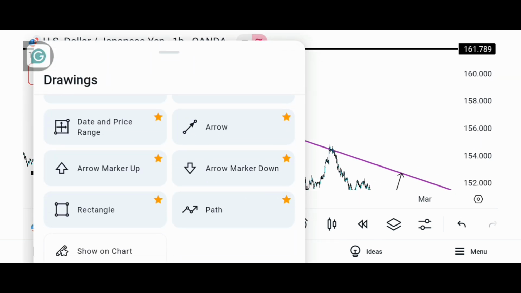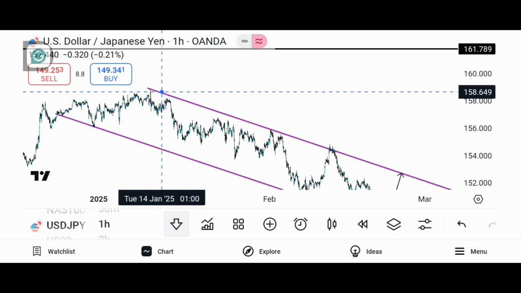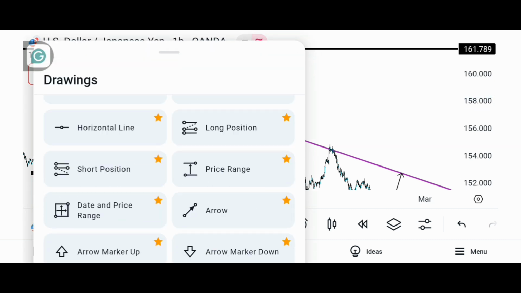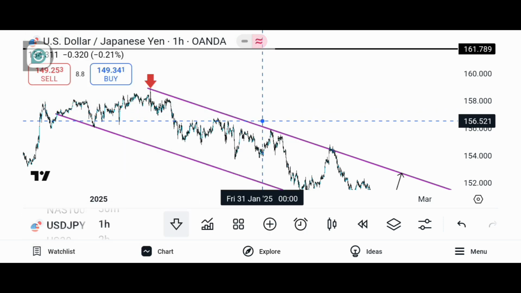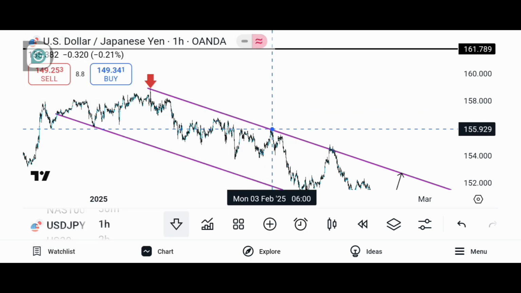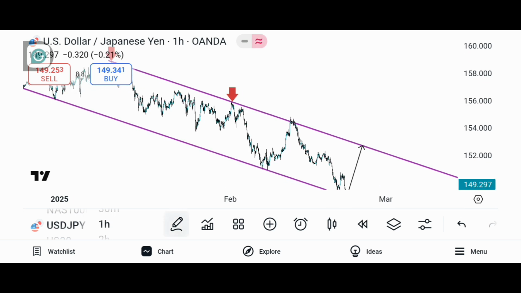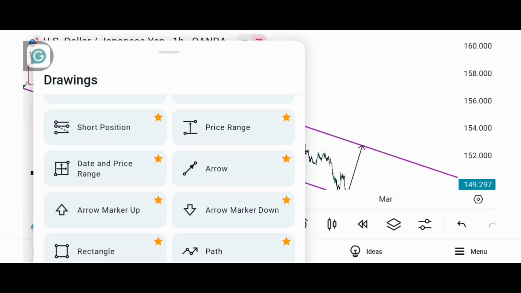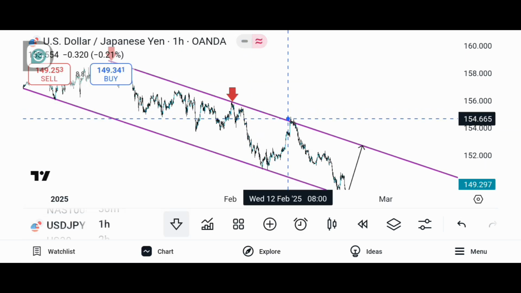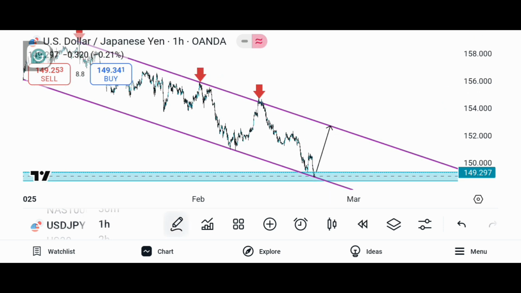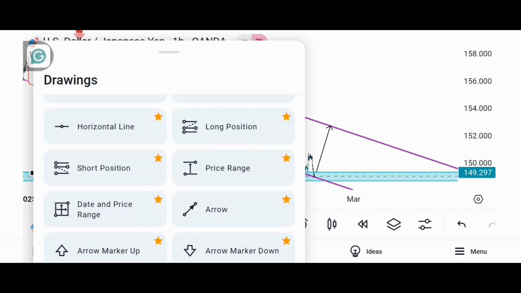So now I want to mark my touches. We have the first touch there, and then we have the second touch right there. I won't necessarily count that one, but I think we do have a third touch right there, and then we have a fourth touch there. It's just that I didn't mark that one.